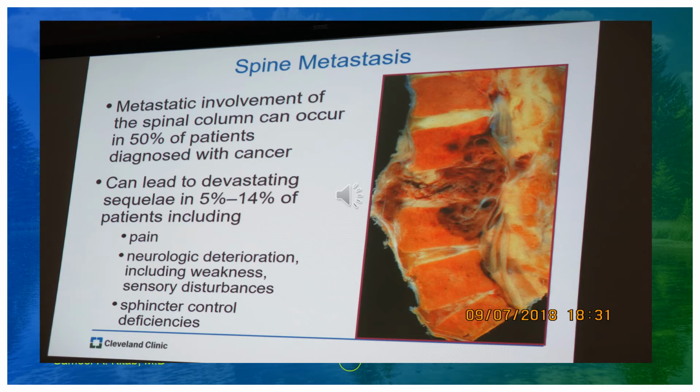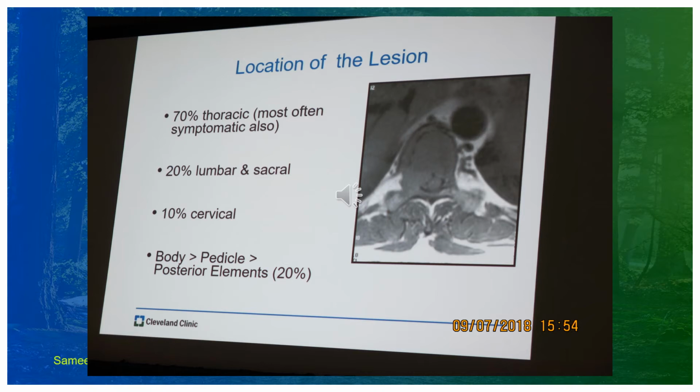Detection of spine secondaries is important because they are painful and they can cause neurologic involvement, and we can treat these patients, but treatment here is usually palliative. It can lead to devastating sequelae like pain, neurologic deterioration, and involvement of the bowel or bladder with sphincter control deficiency. 70% of spine metastases are in the thoracic spine, and they are symptomatic also.